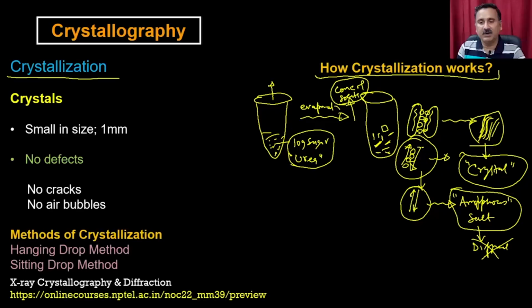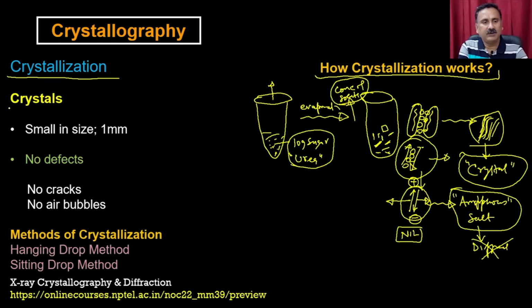Why will it not diffract? Because the diffraction pattern from this conformation and the diffraction pattern from this conformation are going to be opposite. If I get a positive diffraction from this one and a negative diffraction from this one, ultimately I am going to get nil diffraction when these molecules are present in the amorphous salt. The other reason the crystal diffracts is that it keeps all the protein molecules or inorganic molecules in the same orientation, so you are going to get a positive diffraction.